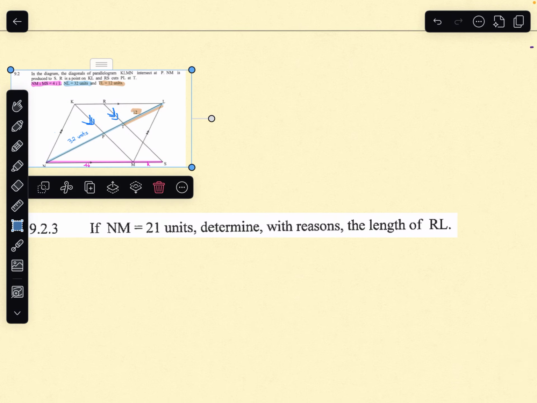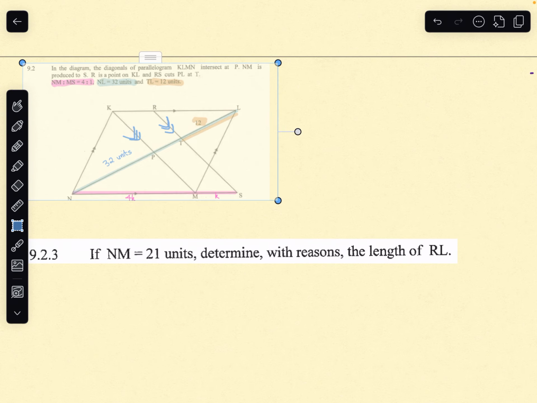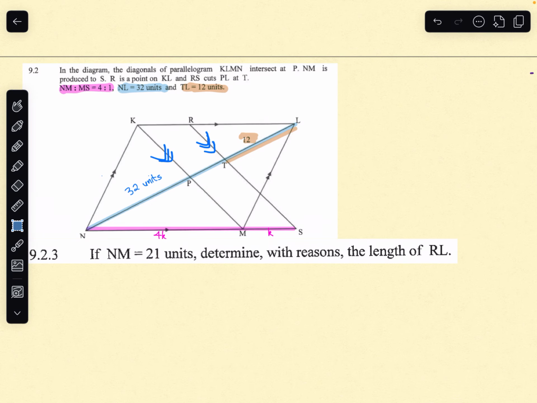Let's see if I paste this image, what happens. Okay, that's a bit better. Things don't move around then. That's pretty cool. Okay, right. If NM is 21 units, determine with reasons the length of RL. So we know that NM and KL are equal because of the parallelogram. As for RL, how do we get that?